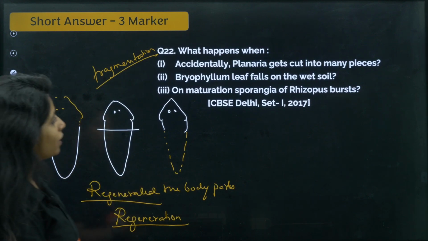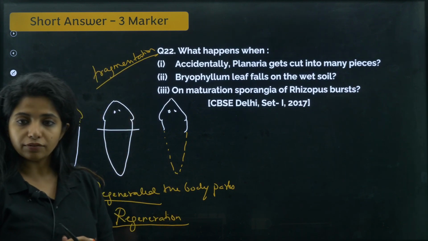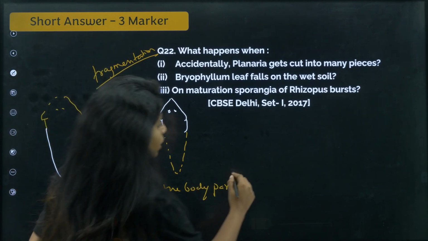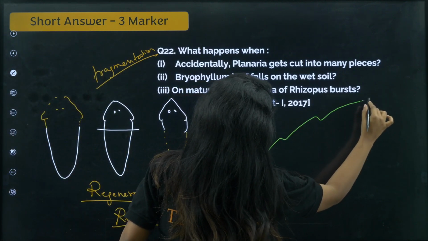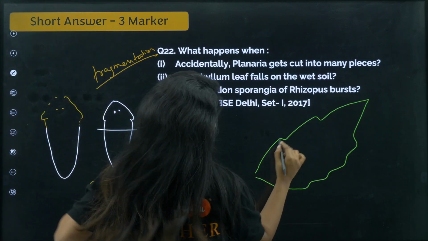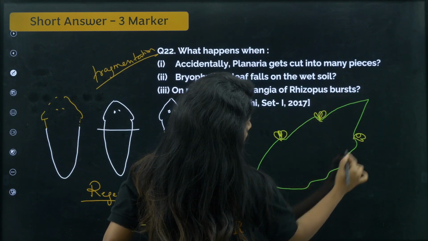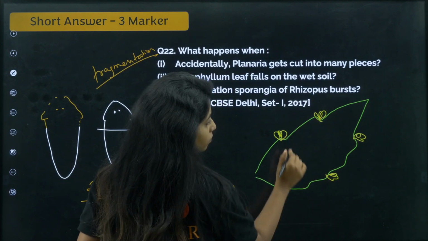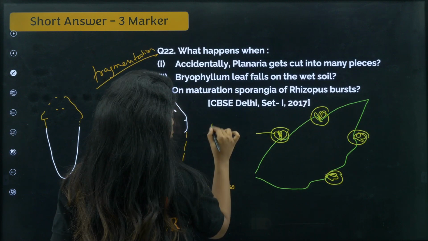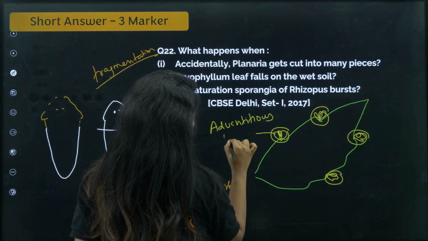Now what happens when bryophyllum leaf falls on the wet soil? If the bryophyllum leaf falls on the wet soil, what will happen? Have you seen bryophyllum leaf? It looks like this. So at the notches, they have certain buds, children. If the leaf is falling down, so are the buds. These buds are known as adventitious buds. What do you call it? Adventitious buds.